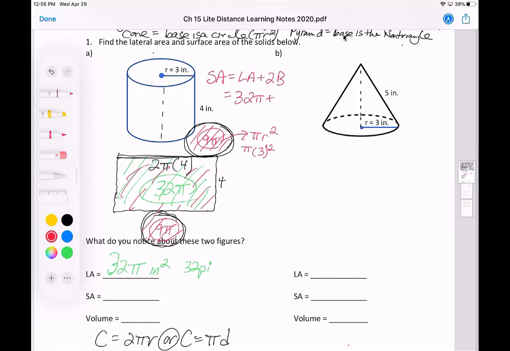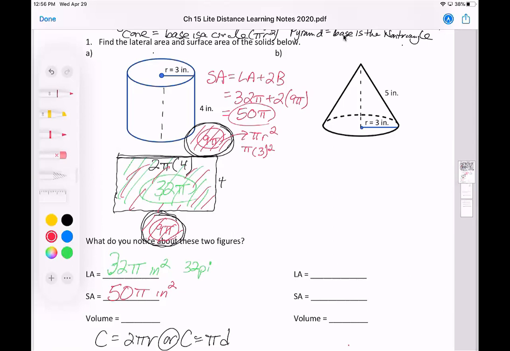So we'd have 2 times 9 pi. So adding these up, we'd have 32 pi plus 18 pi. That would be 50 pi. So our surface area would be 50 pi. And again, that would be square inches because it's the area.